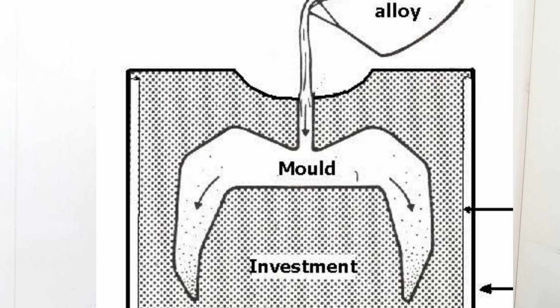So when we mix gypsum with silica, what will happen? Its heat resistance property increases. Then we can use it as gypsum based investment material or gypsum bonded investment material. So first of all, we talk relating to the manufacturing of gypsum. There are three different ways of manufacturing of gypsum product.